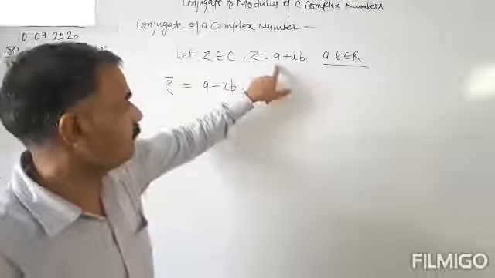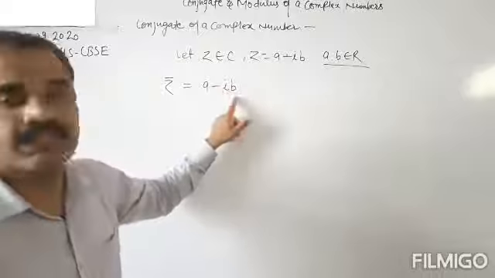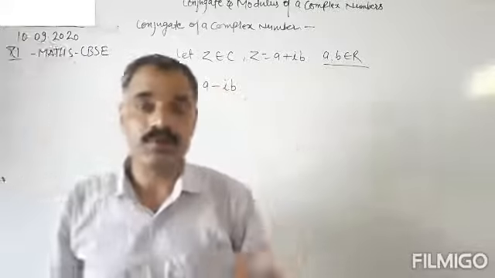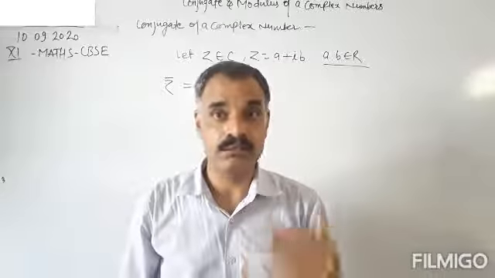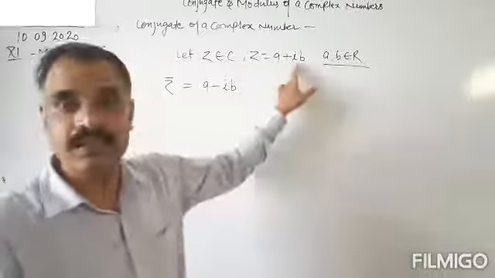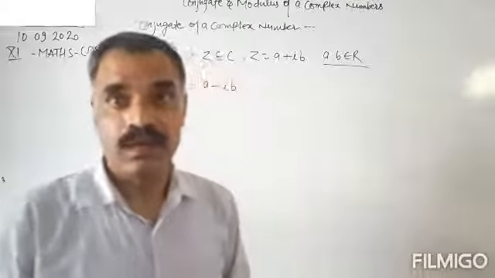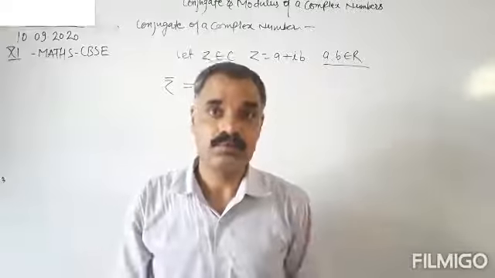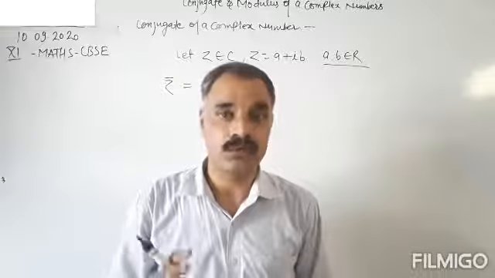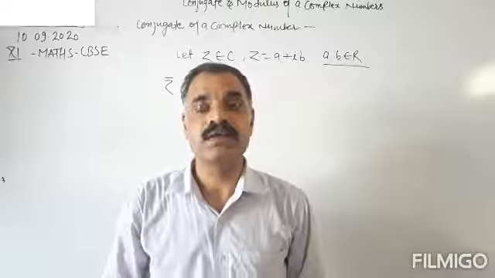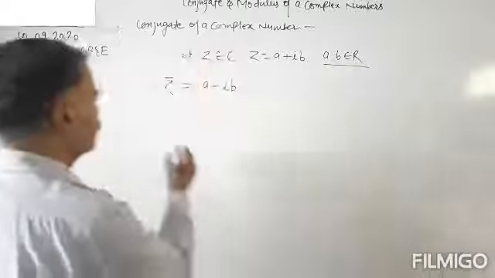So what is the difference between a complex number and its conjugate? It is a plus iota b, and it is a minus iota b. So the conjugate of a complex number is obtained after replacing iota by minus iota in the given complex number. How to obtain the conjugate of a complex number? It is obtained after replacing iota by minus iota in the given complex number.